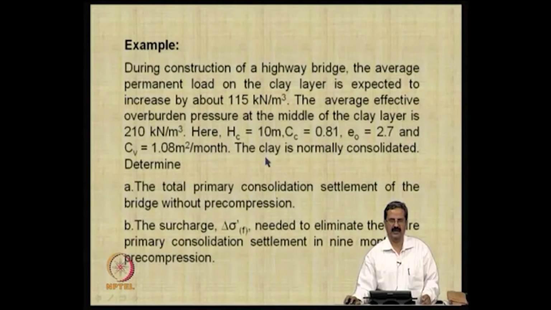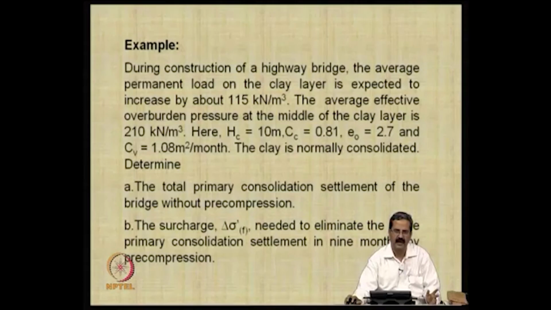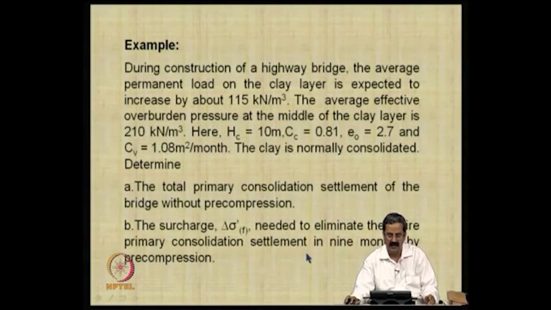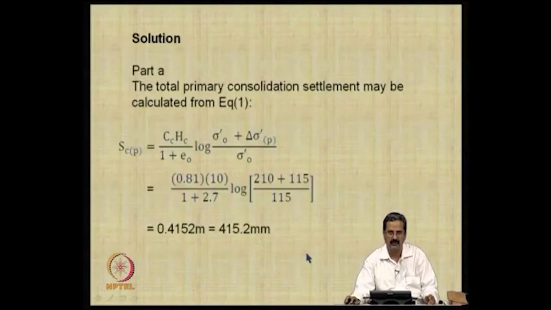Then Cc and e naught, the void ratio, and also the coefficient of consolidation are given. Actually, we will put it in terms of months, because in the lab you calculate in seconds, but I am interested in, for example, 8 months and 10 months. So, I am putting everything in months. This soil is normally consolidated. Now, I would like to calculate the primary consolidation settlement of the bridge structure without pre-compression, and what surcharge is required to eliminate the primary consolidation in 9 months by pre-compression. This is what I want to do.